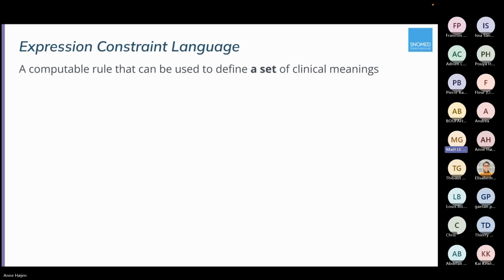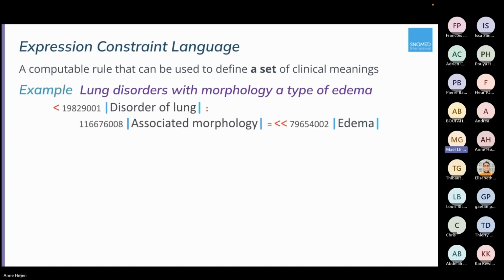So where expressions are about a single clinical meaning, expression constraints are about defining rules to define a set of clinical meanings. So here's an example. And this language, the expression constraint language, ECL, builds on top of the compositional grammar. So it has many of the same notation and structure, but it has its own additional features, a range of additional features actually.